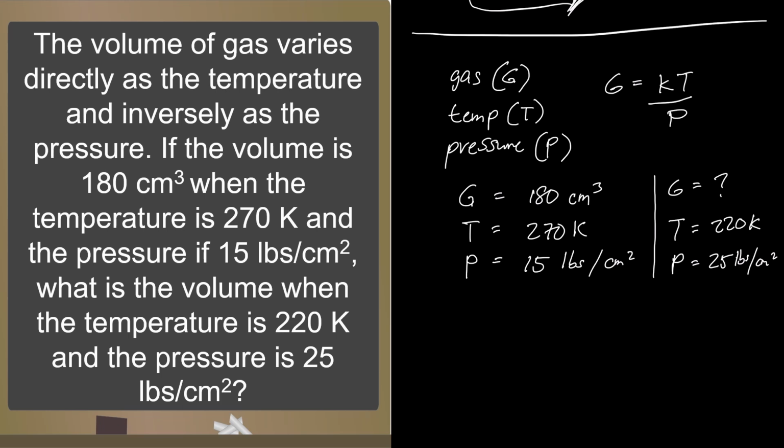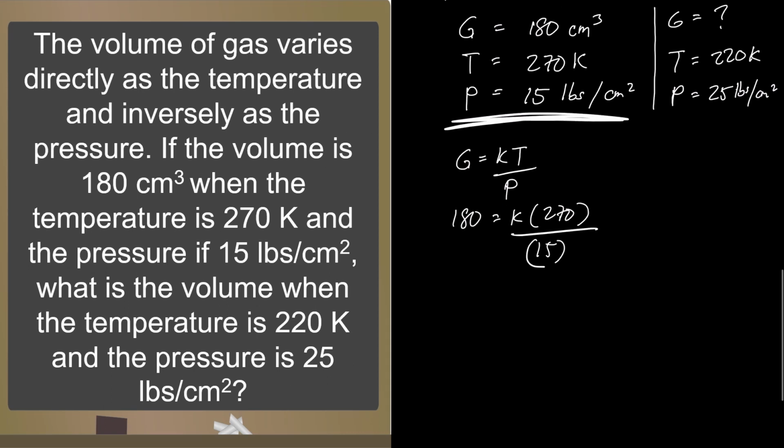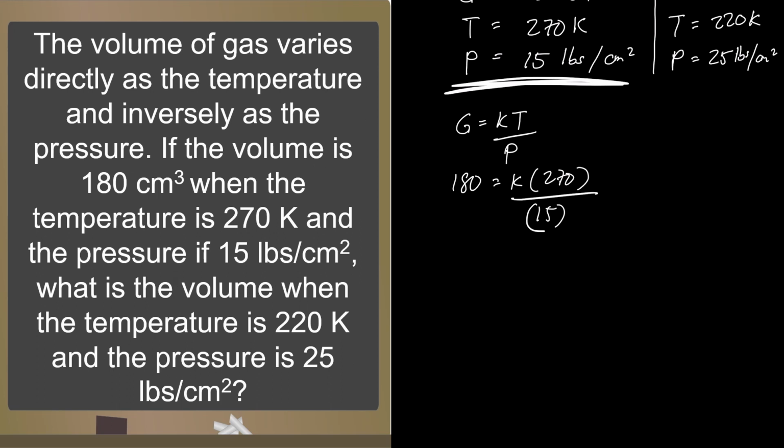Okay, so how do we solve this? Again, using the first set of values, we have to calculate K. The equation is G equals K times T over P, and based on the given, the volume of gas G is 180, the temperature is 270, and the pressure is 15. So from here, how do we isolate K? We have to multiply both sides by 15. So we will have 180 times 15 is equal to K times 270 divided by 15 times 15.